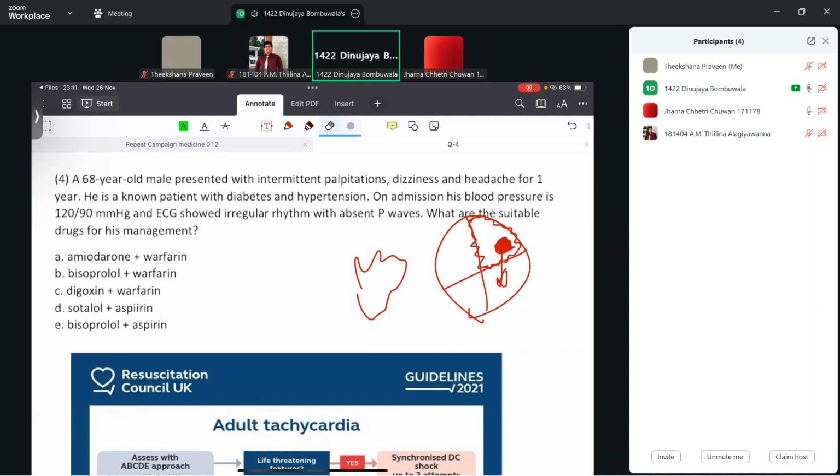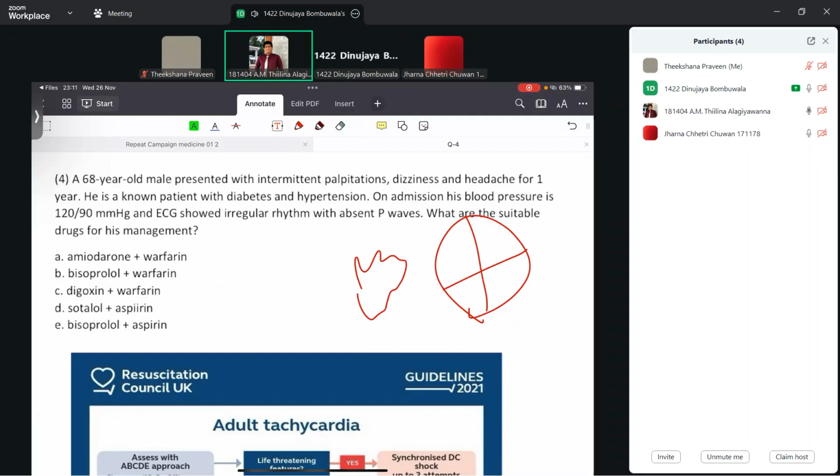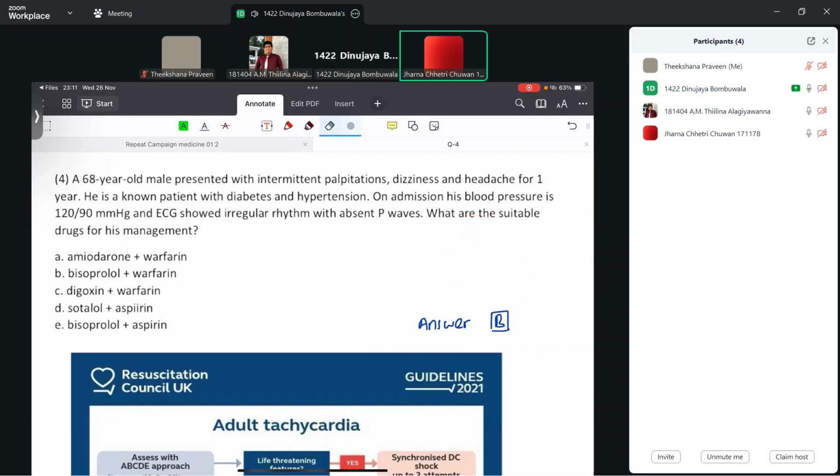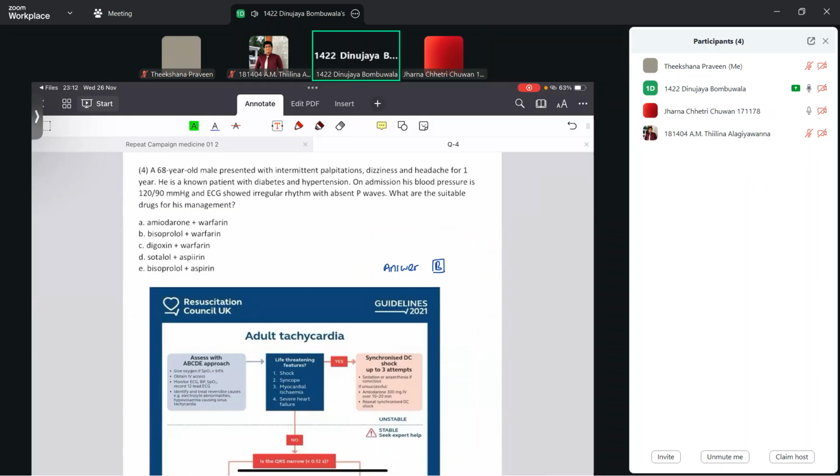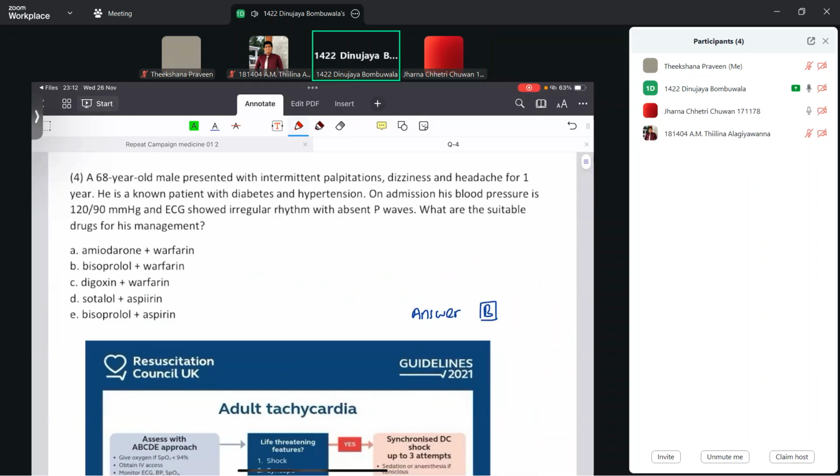In patients like this who have atrial fibrillation for a long period of time, first we have to do what? Anticoagulation and rate control first. Later on, we can do rhythm control as well. For anticoagulation, we can use warfarin, and for rate control, we can use beta blockers or calcium channel blockers as well.